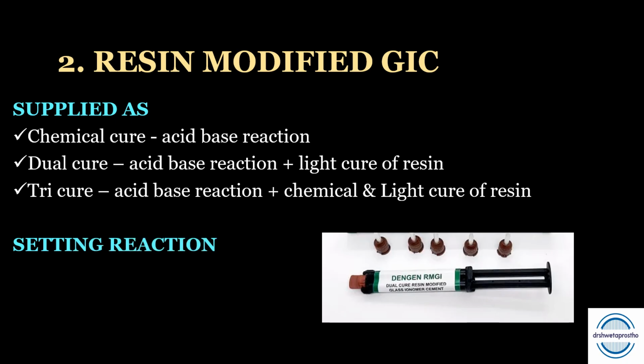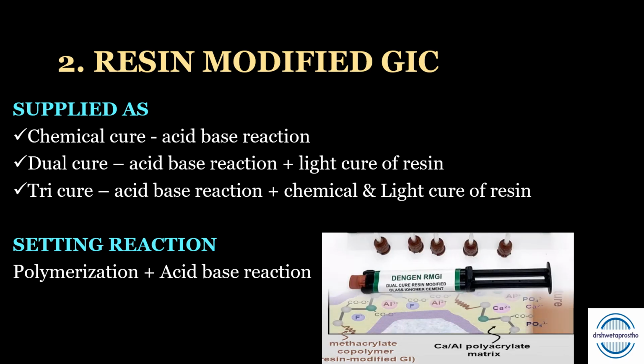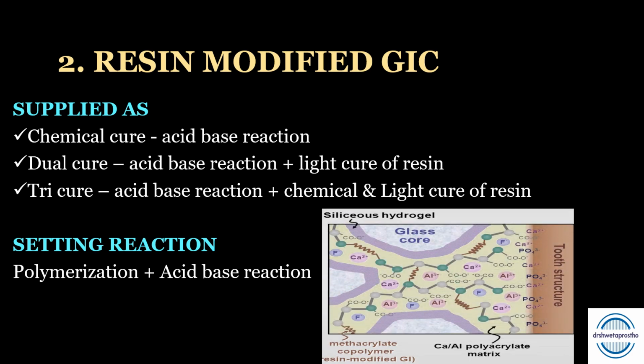Next we come to the setting reaction. The setting, as we discussed, includes both the polymerization of the resin and the acid-base reaction. The initial setting occurs by the polymerization of the methacrylate groups, and subsequently the acid-base reaction takes place.